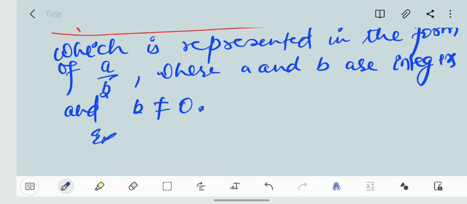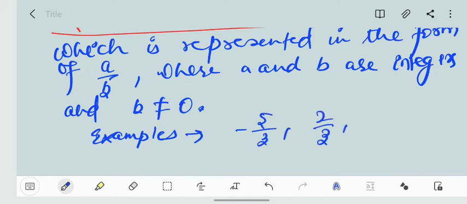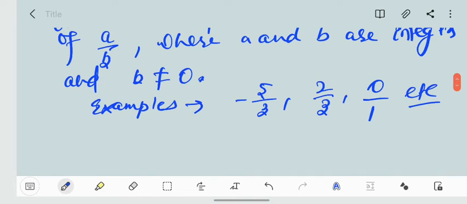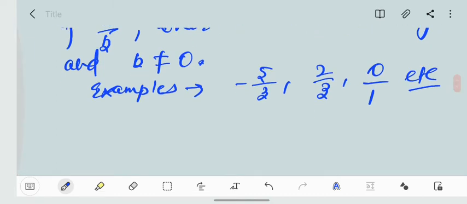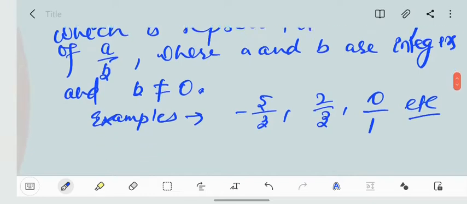Examples: minus 5 by 3, 2 by 3, 0 also, 0 is also a rational number, okay, etc. Because you can write 0 by 1, that is in the form of P by Q, or A by B, right? So nothing in the denominator means 1 is by default in the denominator. So rational number is over.